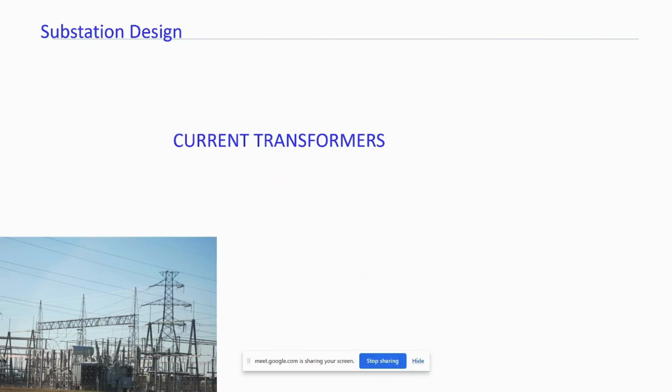Current transformers. Today we are going to discuss the current transformers. So far we have discussed the loads, the power distribution, and then the design criteria.